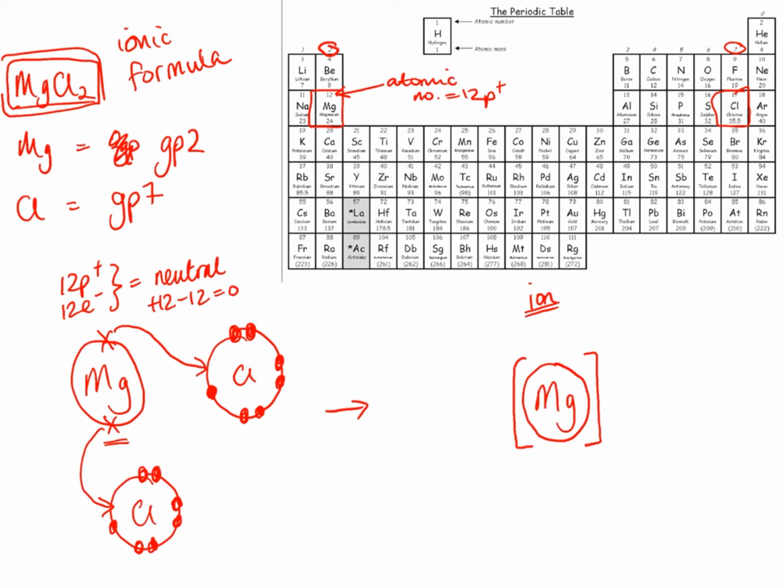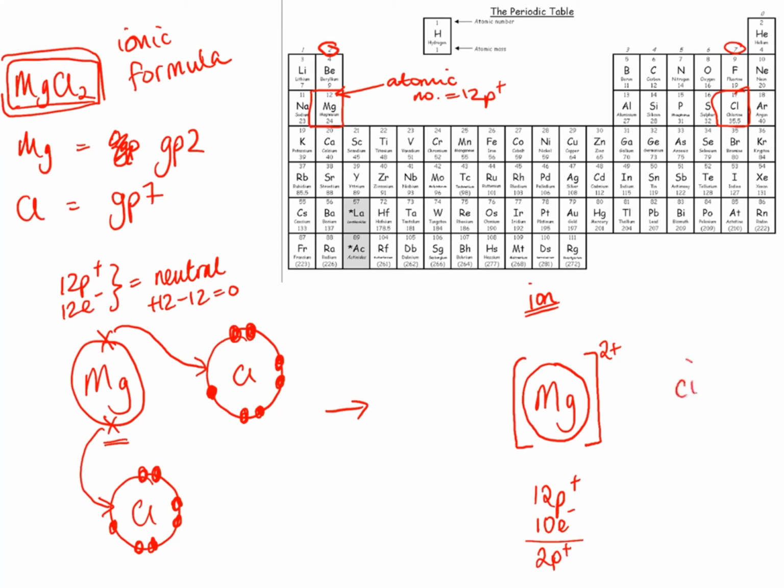Now the magnesium on the right hand side has still got the 12 protons in the nucleus, we haven't touched those, but it's lost 2 electrons, so it now has 10 electrons, which means that overall there aren't enough electrons now to cancel out the protons. There are 2 positive protons in the nucleus that are not cancelled out in terms of their charge, so we give magnesium a 2+ charge there.